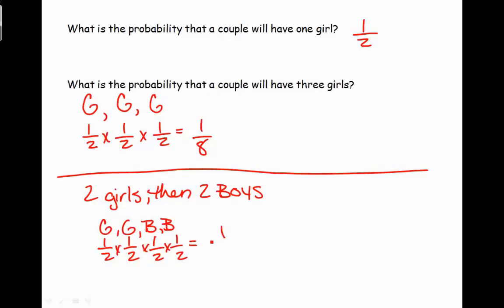Now, if you need to review your multiplication of fractions, you need to go and do that. You'll also need to look at the adding of fractions as well. So really we just multiply across the top and then we multiply across the bottom, which in this case is going to give us 1 in 16. So if someone has 4 children, the probability that the first 2 will be girls and then the second 2 will be boys is 1 in 16. So that's looking at some common everyday examples.